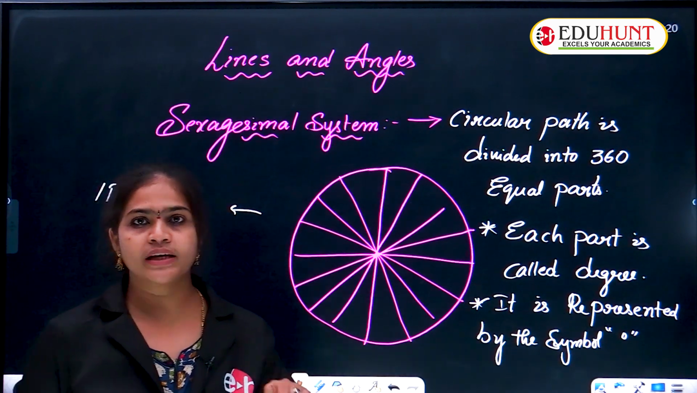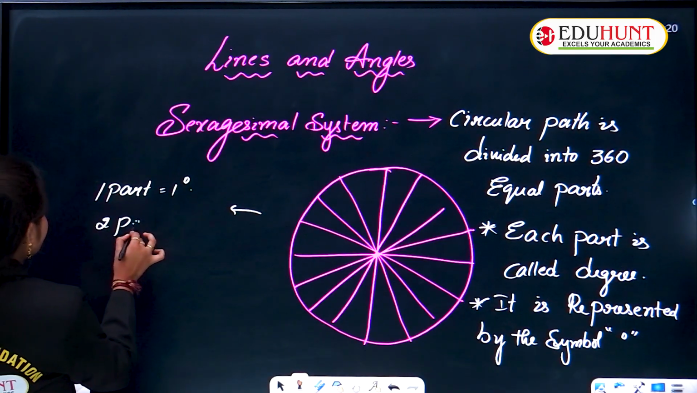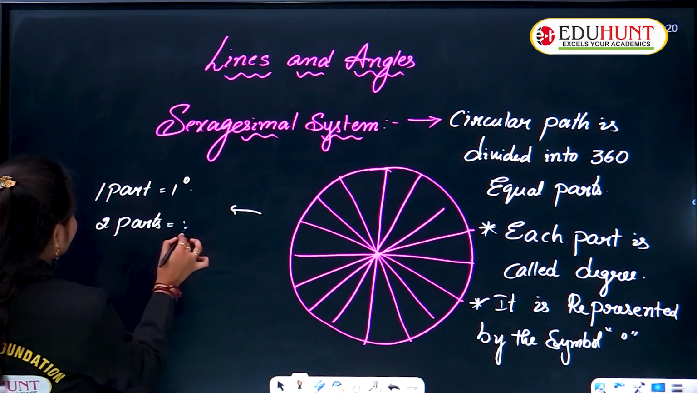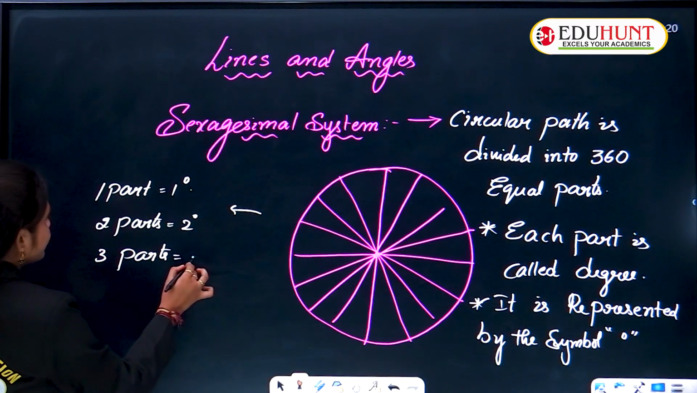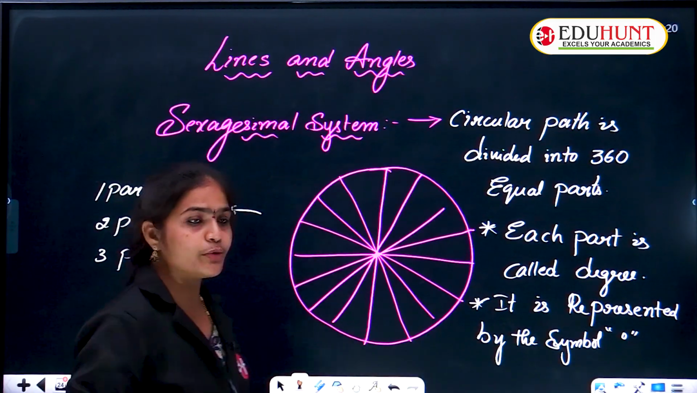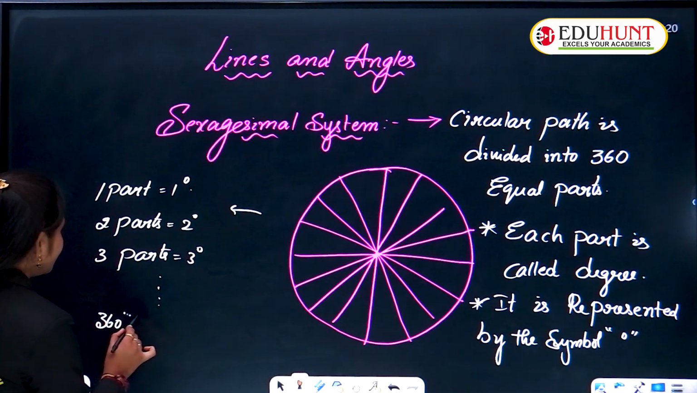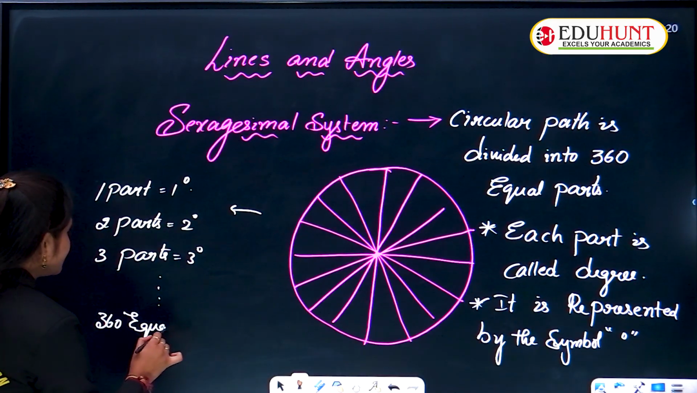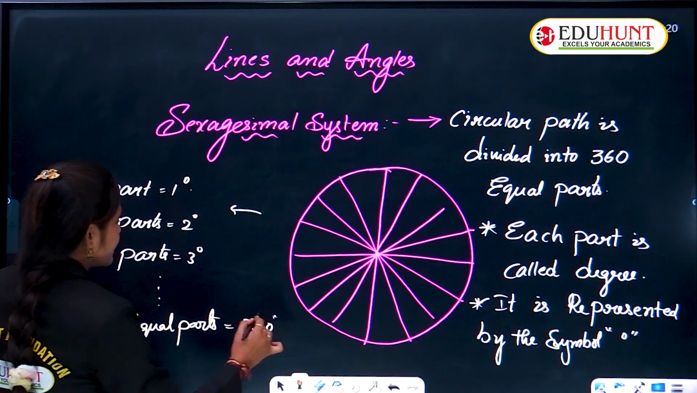2 parts means 2 degrees. 3 parts means 3 degrees. And in the same way, totally how many equal parts are there? 360 equal parts. If you take all 360 equal parts, take it as 360 degrees.